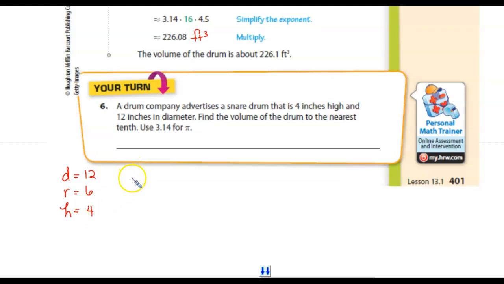So now I'm going to find my 3.14 times 6 squared times 4. So this is 36, so we're going to take 3.14 times 36 times 4, and that's going to give me 452.16. They want us to round to the nearest tenth, so my answer is going to be 452 and 2/10 inches cubed.